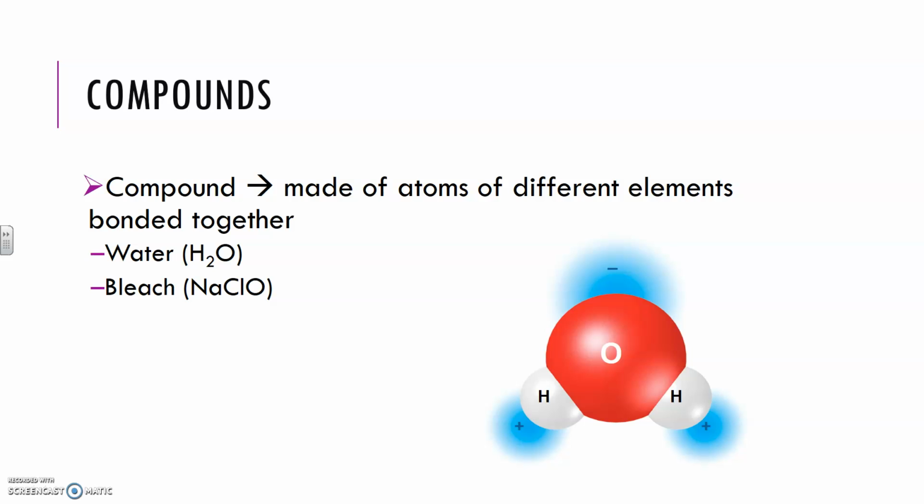Another compound example is bleach. It's 1 atom of sodium, 1 of chlorine, and 1 of oxygen. Okay, methane. So methane gas is CH4, so you have 1 atom of carbon, and it's actually sitting right in the middle of 4 atoms of hydrogen.